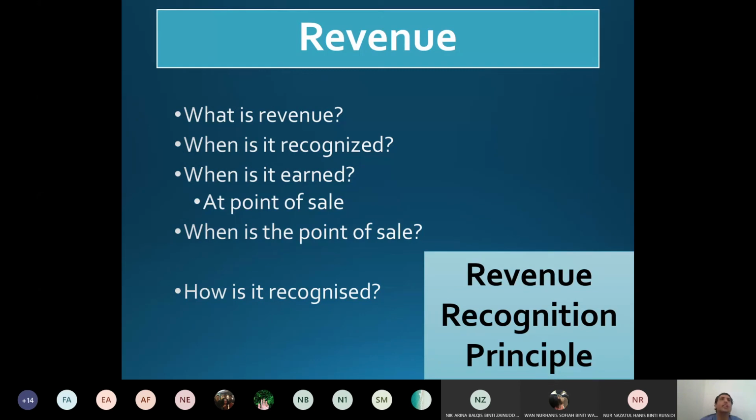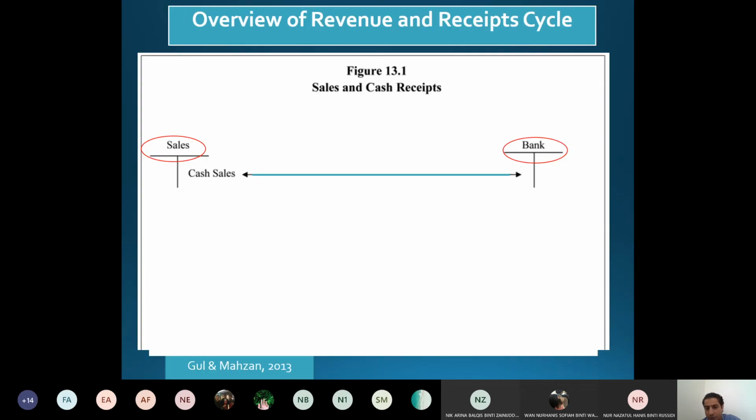But when should we recognize? Is it at the time of selling, or the time the customer sends the customer order, or the time we ship the goods, or the time the goods are received by the customers? All of that we will discuss in a short while, but this is the main difference between the cash and accrual bases of recognition. Just to remind you of the overall revenue and receipt cycle.